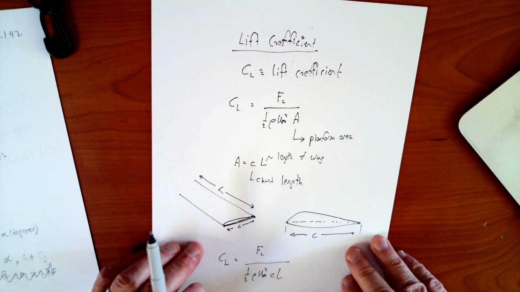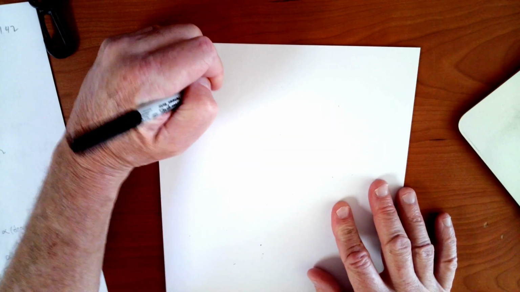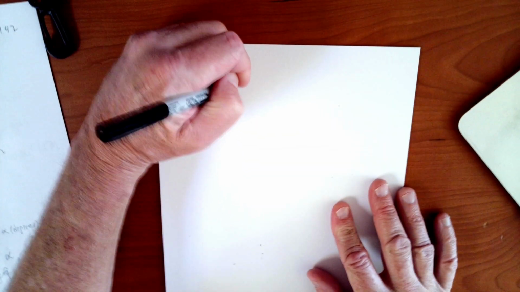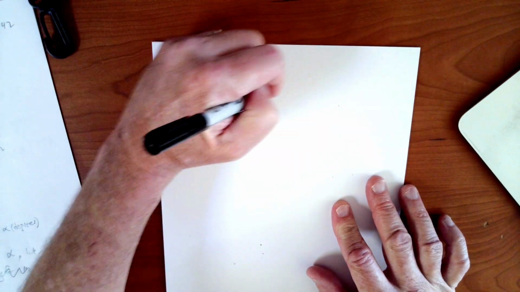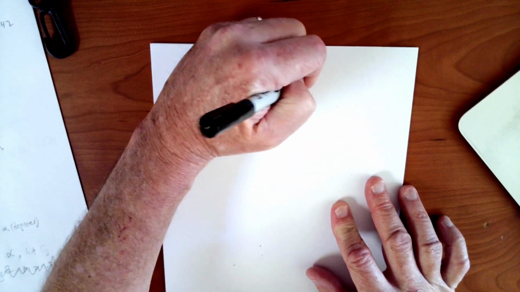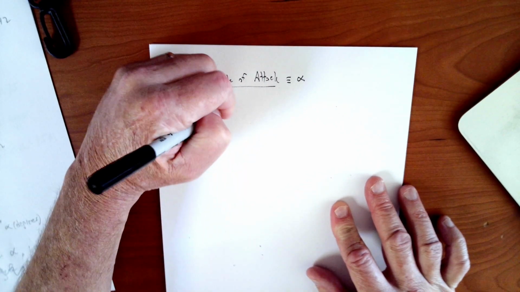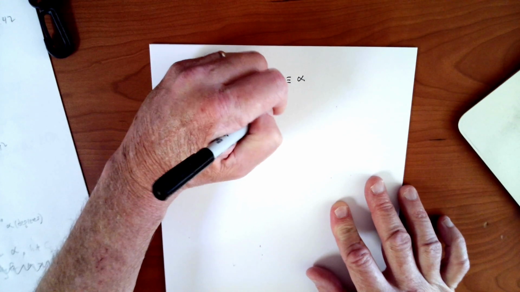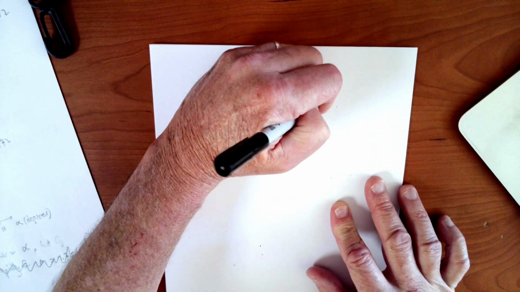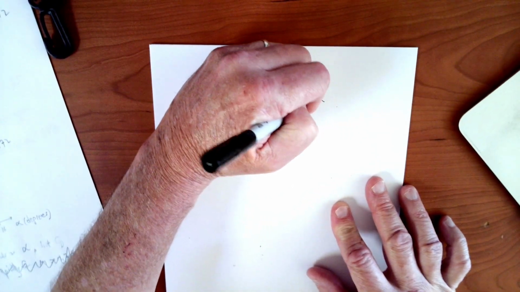Now, another thing that lift depends strongly on, or C_L depends strongly on, is the angle of attack. So we'll write that down, angle of attack. And so C_L depends strongly on that. Its symbol is usually alpha. So C_L depends strongly on alpha, this angle of attack.